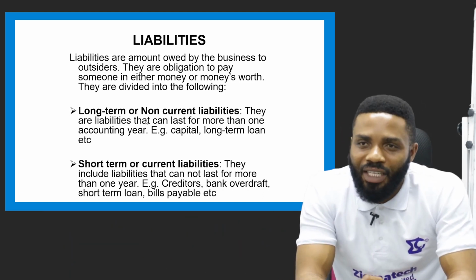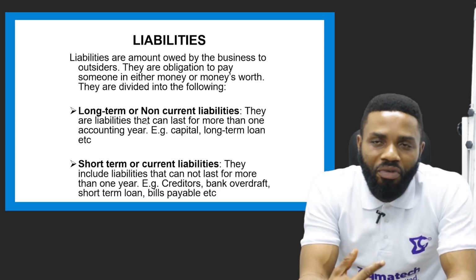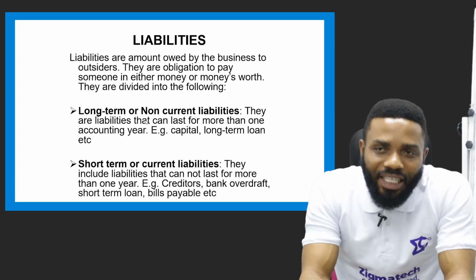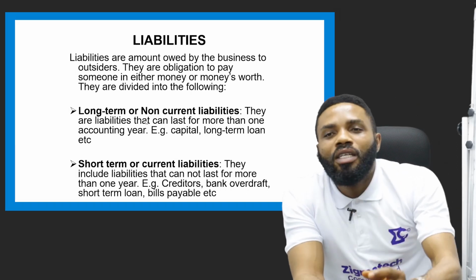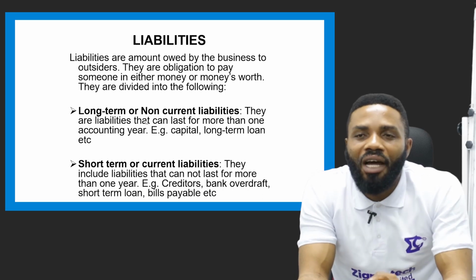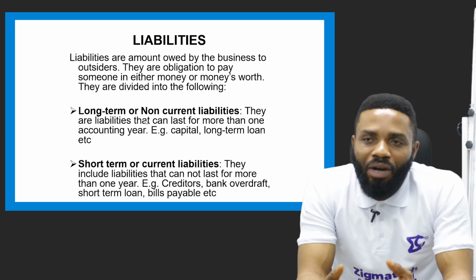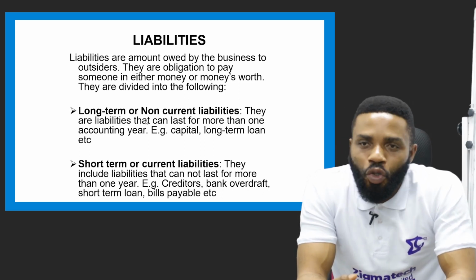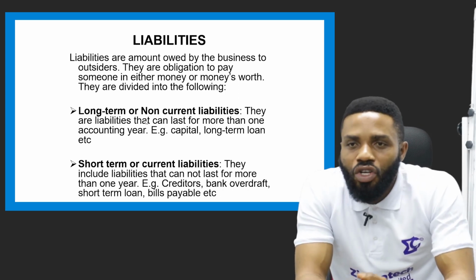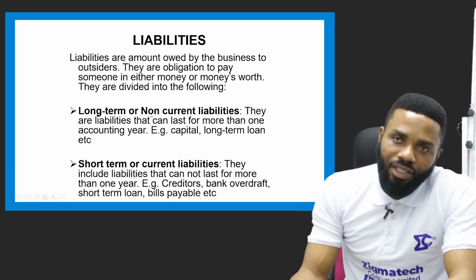Examples of long-term liability are capital and long-term loan. When I say capital, like I've said earlier, capital is what is introduced into the business. We are going to that by the time we look at the equation proper. Now, the short-term or current liabilities involve creditors, people that you are owing, bank overdraft, that's a permission or grant by the bank to withdraw more than what you have in your account, short-term loan, bills payable, etc.